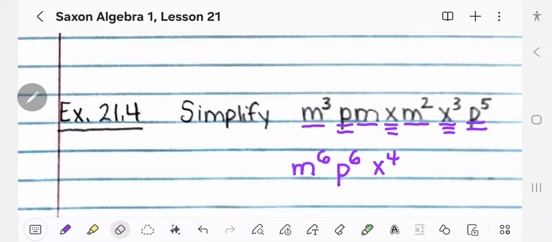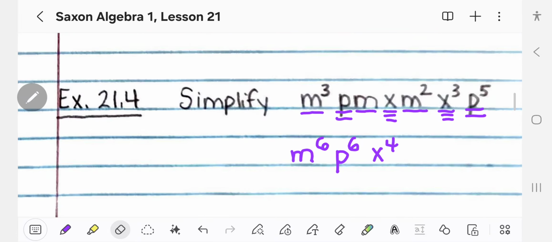So my final answer is going to be m to the 6th, x to the 4th, p to the 6th is the way the book writes it. Now notice I had them in a different order. But is that the same? Yes. Then I'm going to write it out the way the book does. They wrote it m to the 6th, x to the 4th, p to the 6th.